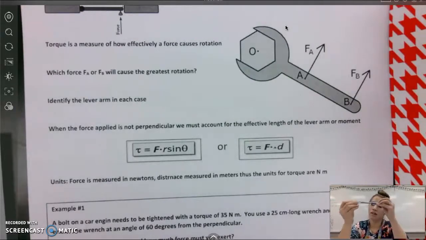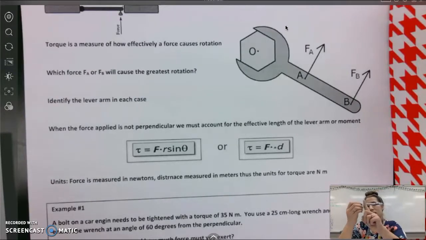Okay, so let's say that this is the hinge of the door, and you go to push it open. You instinctively will not push close to the hinge. You will push further away because you can get more rotation. Like you're not going to push close to the hinges. You're going to push further away because it's easier to rotate the door when you do that.